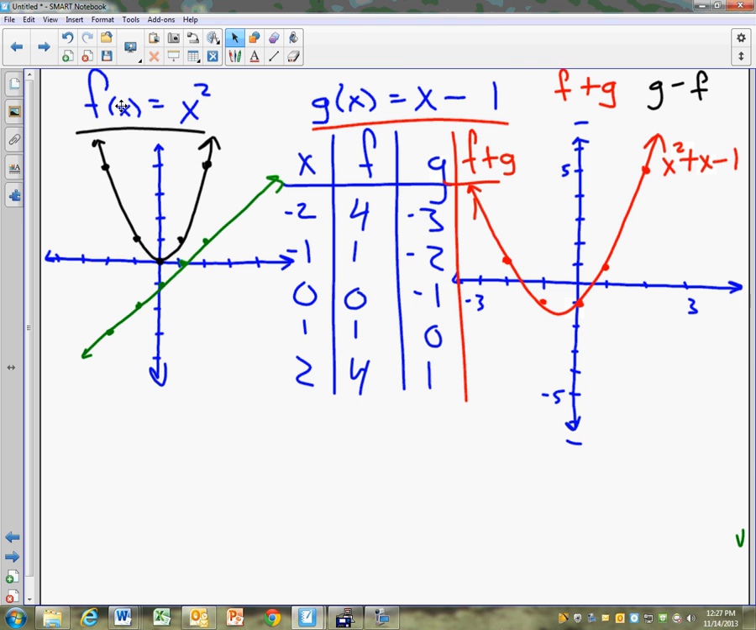The next example, I want to subtract the values. I could make just another column over here and subtract the values, or I could look at the graphical representation. I'm going to do g minus f. We start at -2. What is g of -2? -3 minus 4 is -7. So -2, -7.